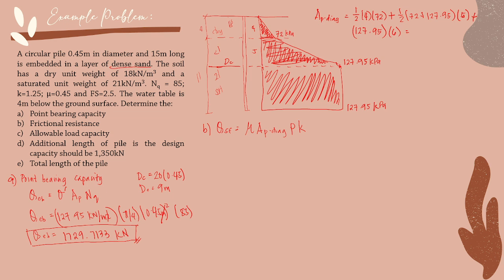So, this is equal to, check ko lang, 1,411.575. So, dahil nga kPa times meter siya, matitira, kilonewton per meter. And then, yung P, perimeter lang siya ng pile section. K is unitless naman, 1.25.